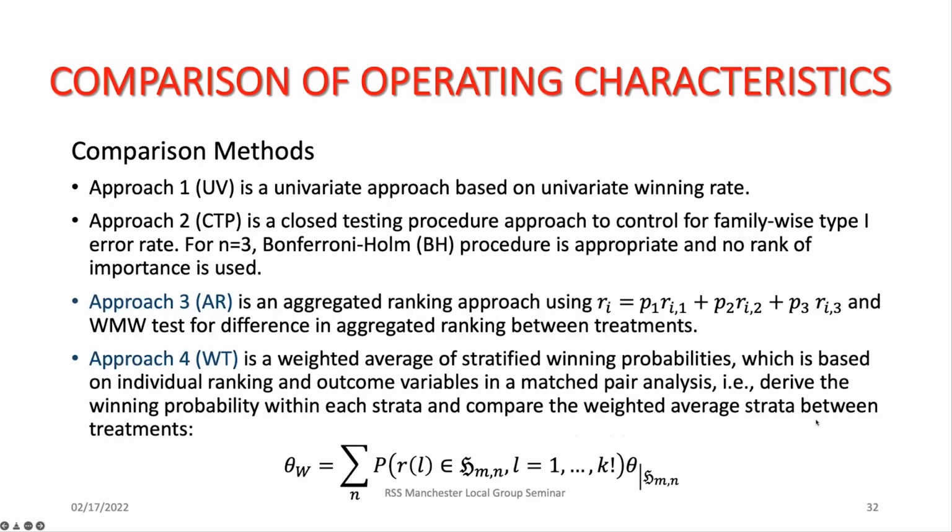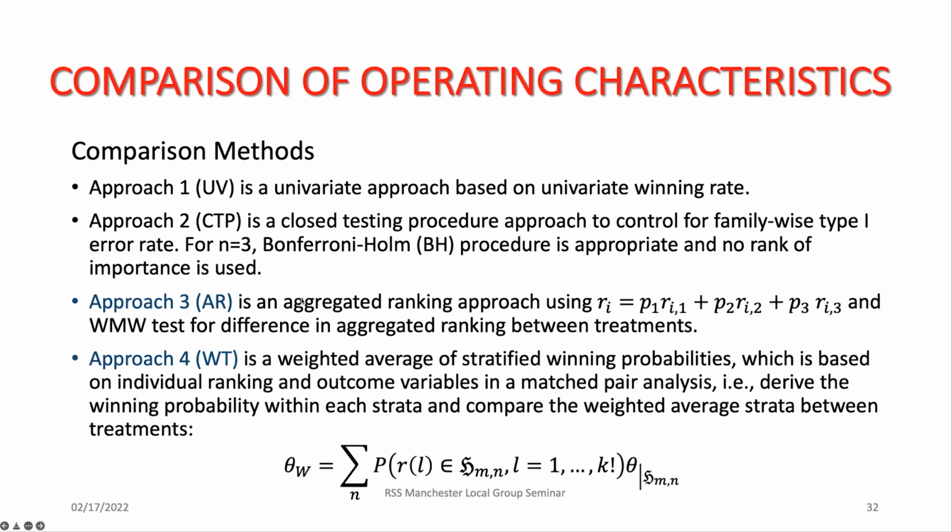So for the comparison we did, we have 4 methods. One is the univariate approach. Here we put all 3 variables as univariate, depending on your choice, right? And the second one is multiple endpoints. I look at all 3 endpoints simultaneously, but I use the closed procedure to control the family-wise type 1 error rate. Here, when n equals 3, we use Bonferroni-Holm, which is the CTP approach.